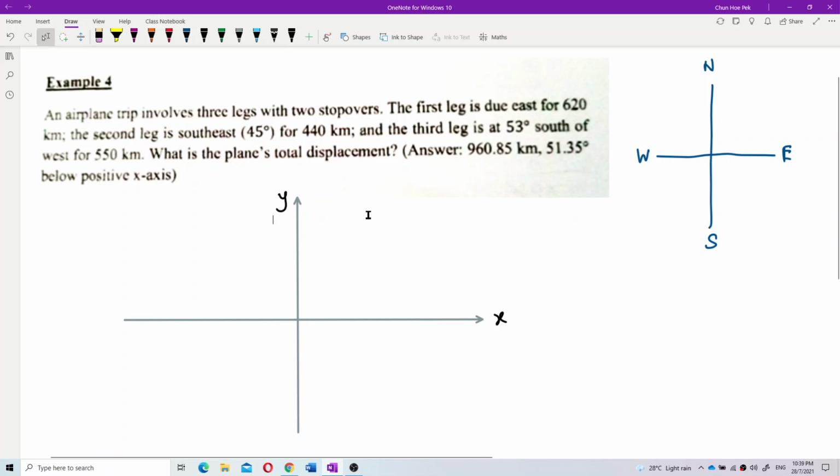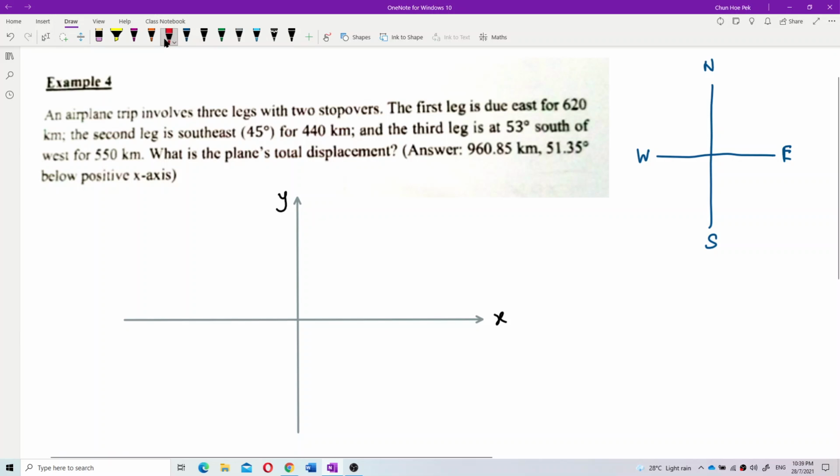Okay, an airplane trip involves 3 legs with 2 stopovers. The first leg is due east for 620 kilometers. The second leg is southeast 45 degrees for 440 kilometers, and the third leg is at 53 degrees south of west for 550 kilometers. What is the plane's total displacement?